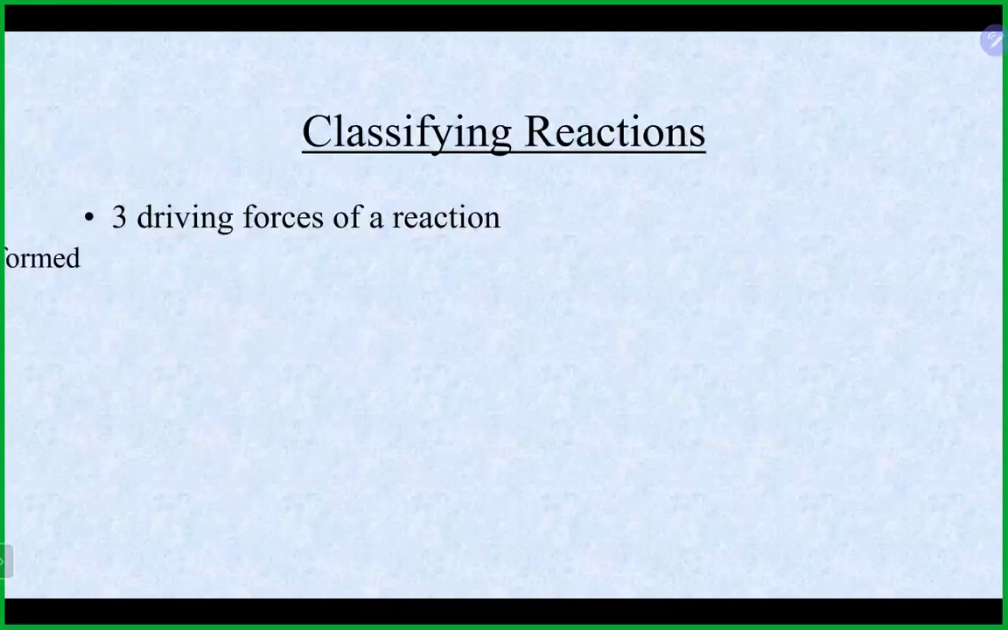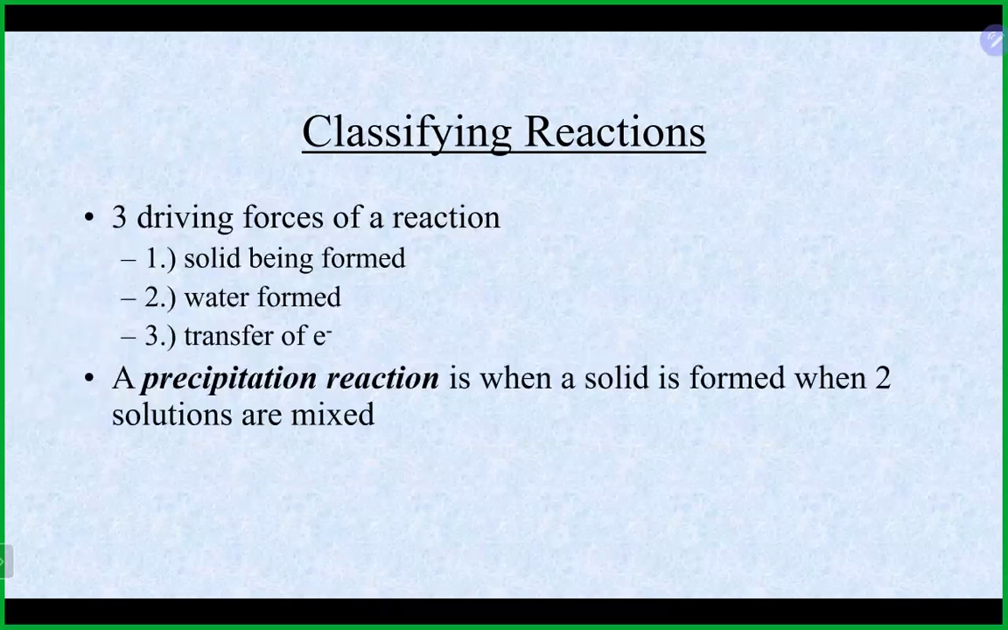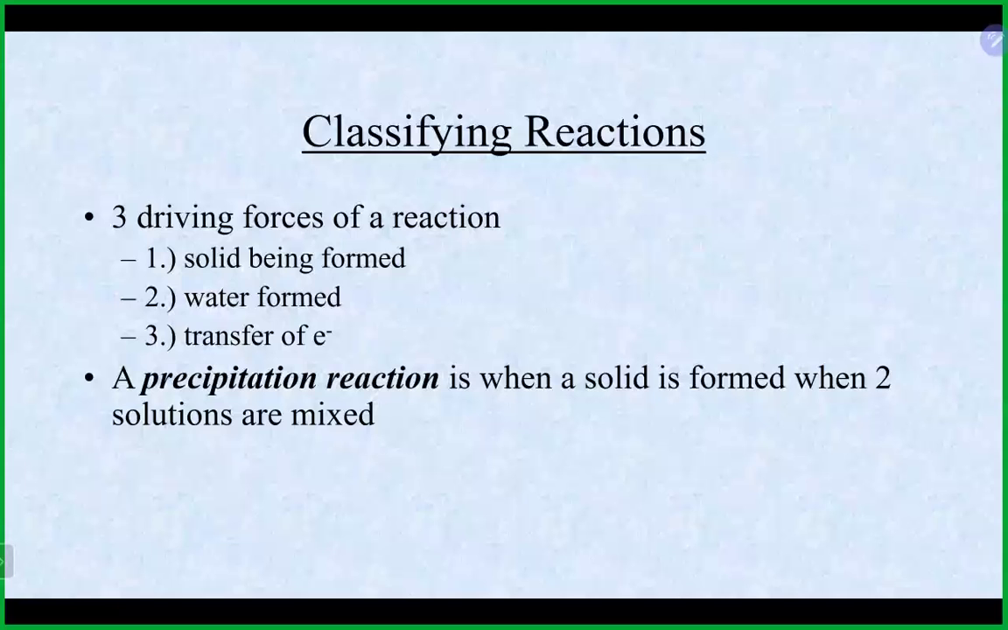All right, we're not going to worry too much about that. There are some other definitions of oxidation and reduction. All right, so let's talk about classifying reactions. Some of these we talked about previously. As I mentioned before, these are the 3 reasons why a reaction takes place: formation of a solid, formation of water, and a transfer of electrons.